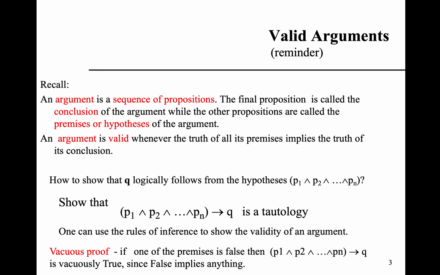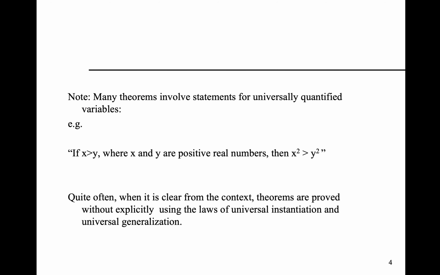You also have something called a vacuous proof. Now this is if one of the premises is false, then that entire argument that you've been given can be vacuously true, since false implies anything. Basically, let's not get confused with this for now. For now, we'll go into what matters.